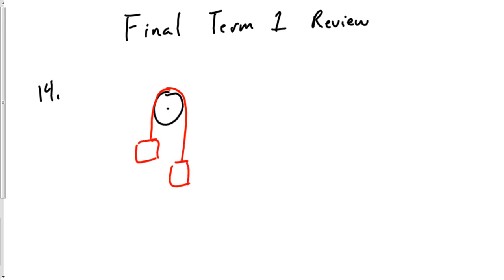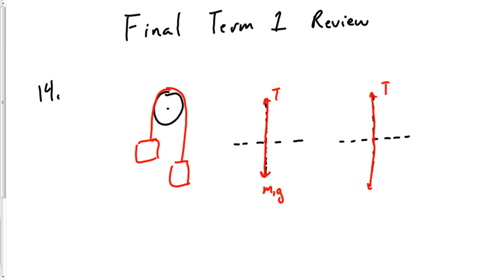And I'm not going to draw the free body diagram. Well, yes, I will. I can't help myself. If you remember, when you do this problem, you have two free body diagrams. You have one for each object. So for one of them, you'll have a T going up and an M1G going down. The other one, you'll have the same T going up and an M2G going down.